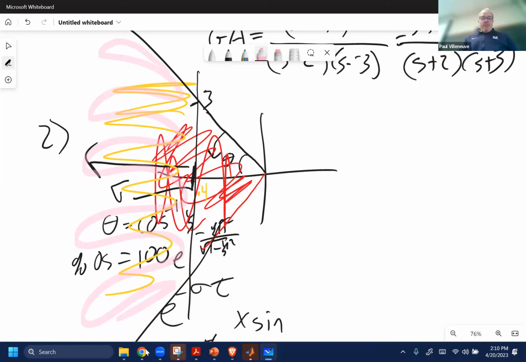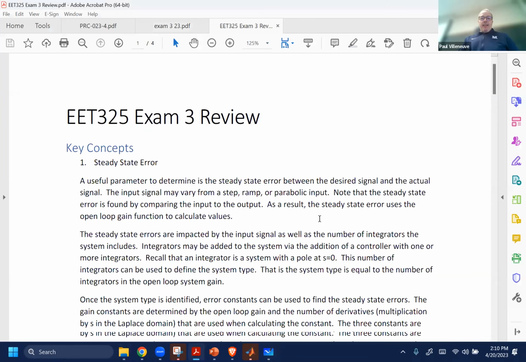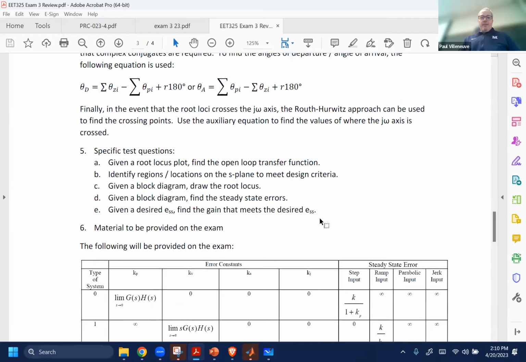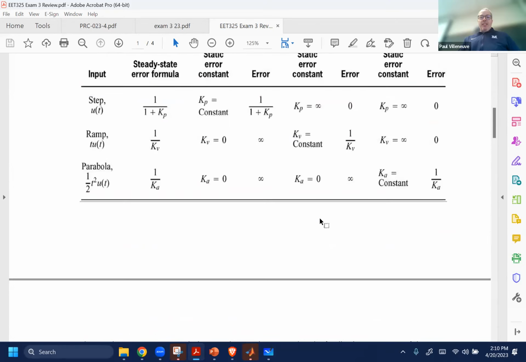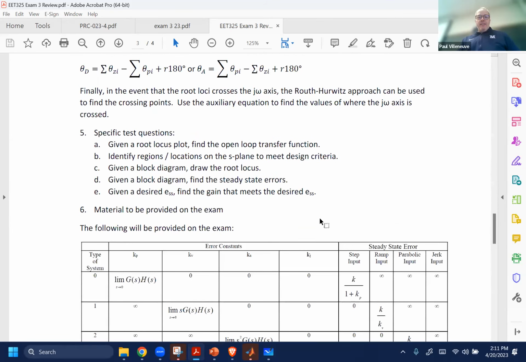I think, and we can bring up the exam review if you want, but in here I thought I included that figure. Maybe I didn't include it. I know we presented it during class. So yeah, I guess I didn't include it in here. But I did say, identify regions and locations on the S-plane to meet design criteria, and we were talking about that. I brought up that figure. So that's problem B. Okay, any discussion, questions on that?